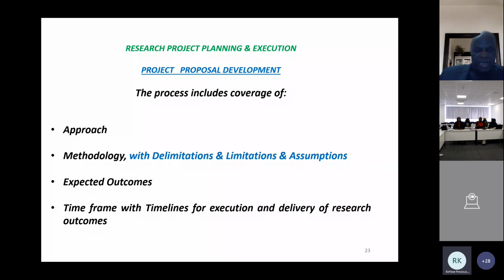But it's very important that we are not here forever. And as PhD students, masters, or undergraduate students, time is the greatest resource, which you don't have plenty of. So you have to cut straight to the chase in most activities and use a time frame and timelines for execution and delivery of the research outcomes on time.